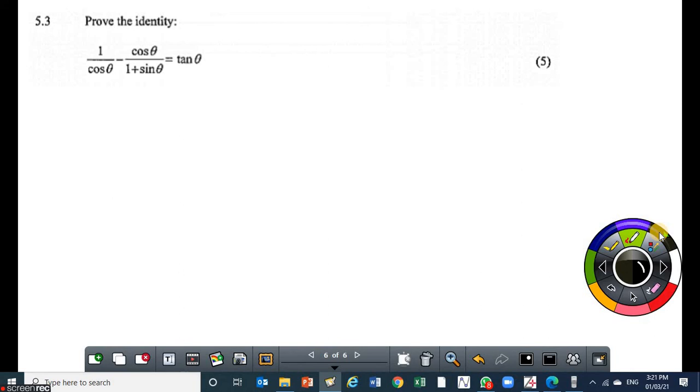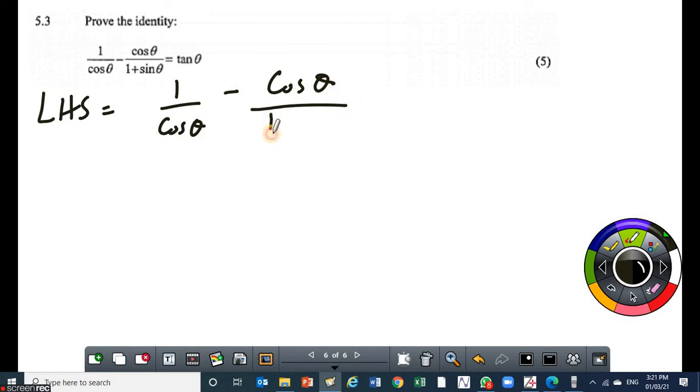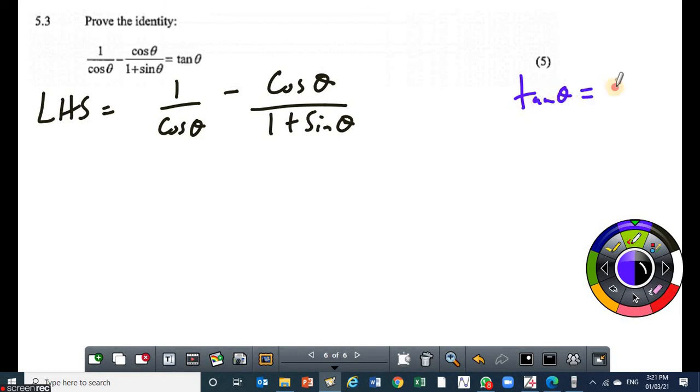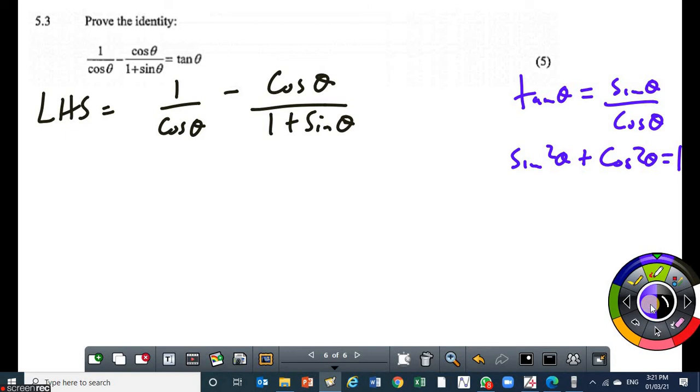So, first thing I'm going to write, left hand side is equal to 1 over cos theta minus cos theta over 1 plus sine theta. When you are doing these proofs, make sure you remember the following. Tan theta is equal to sine theta over cos theta. Also, sine squared theta plus cos squared theta is equal to 1. Those two fundamental identities, you have to remember them, because in most cases, you need to use one of them or both of them. Also, be aware that the second one can be written in two other ways, by making sine squared theta the subject, or by making cos squared theta the subject.